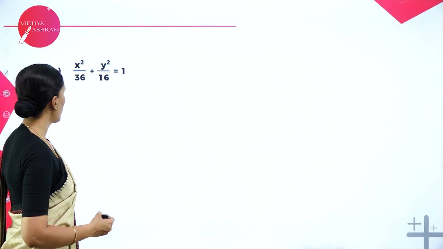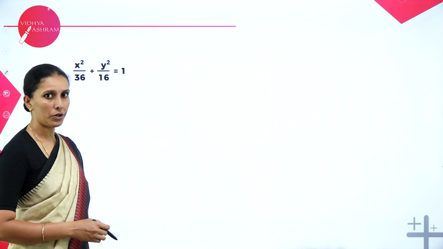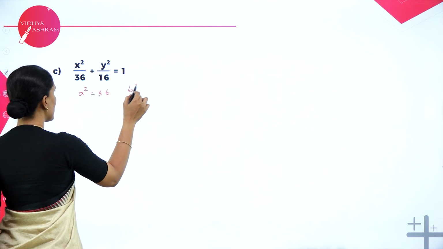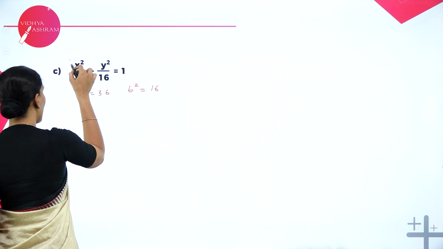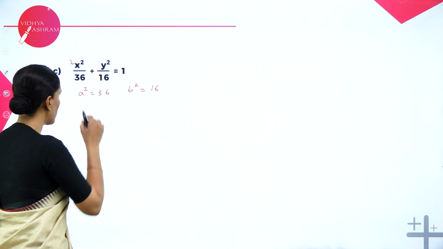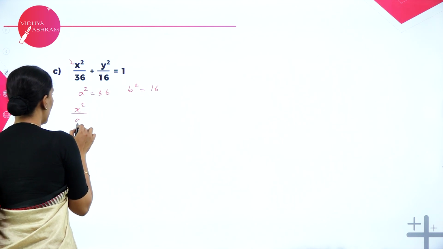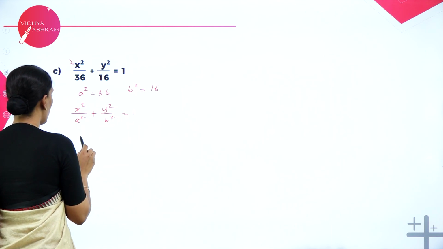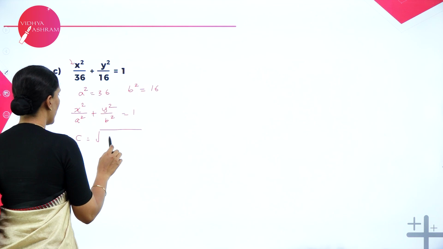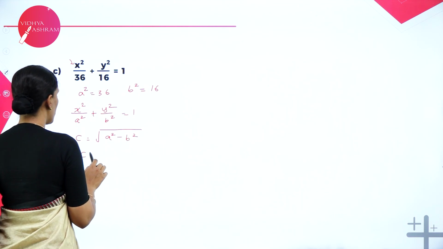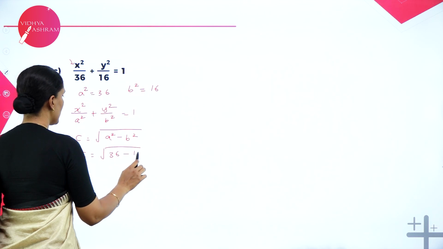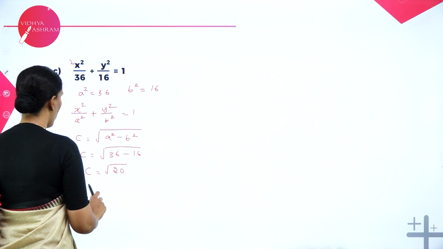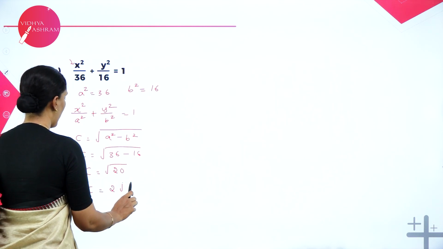Next one, x square by 36 plus y square by 16 is equal to 1. So, here a square is 36, b square is 16 and a square lies as the denominator value for x square. So, therefore, this is the standard equation of the form x square by a square plus y square by b square is equal to 1. Now, we need to find out c, which can be written as root of a square minus b square. So, c is root of 36 minus 16. So, c is root 20, or we can write this as 2 root 5.